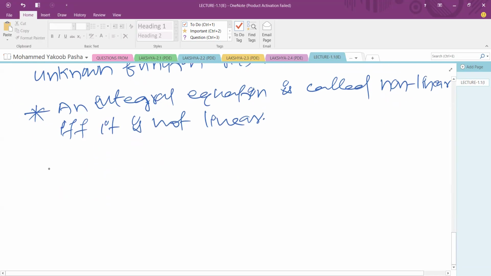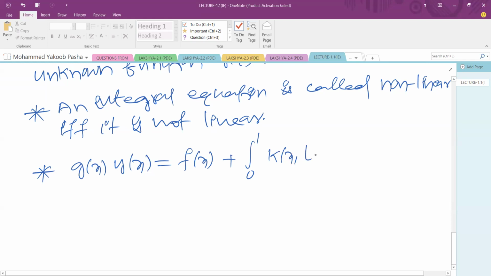If we consider an equation, y of x is equal to f of x plus integral 0 to 1 k of x comma t into y of t dt. Here the power of y of t is 1, so it is a linear integral equation.